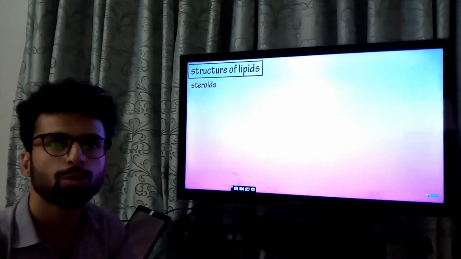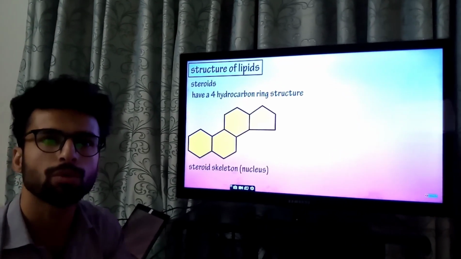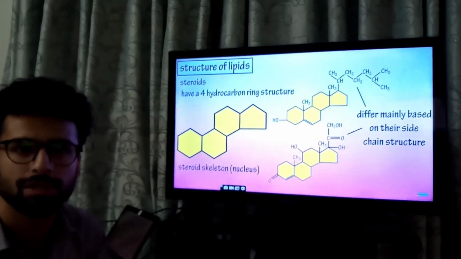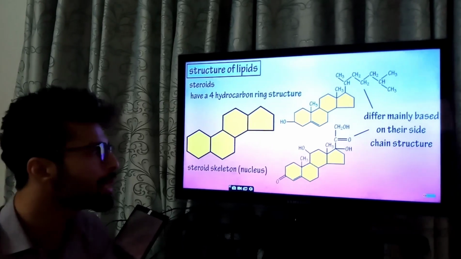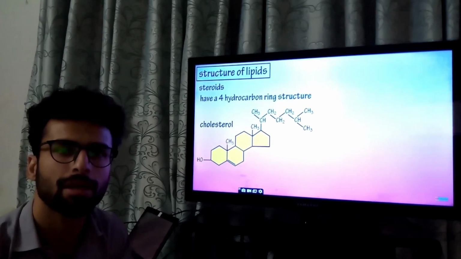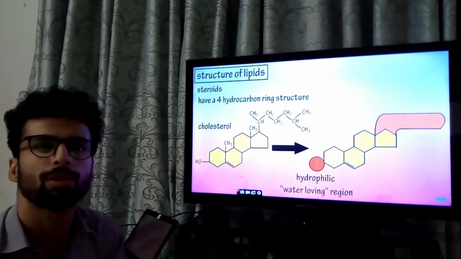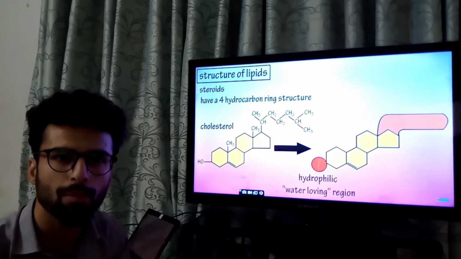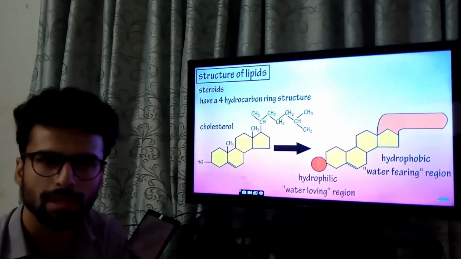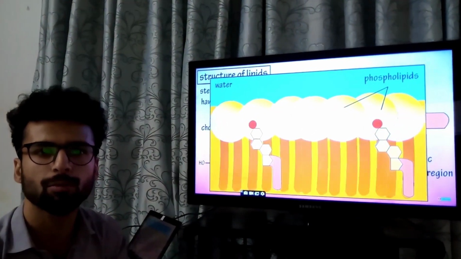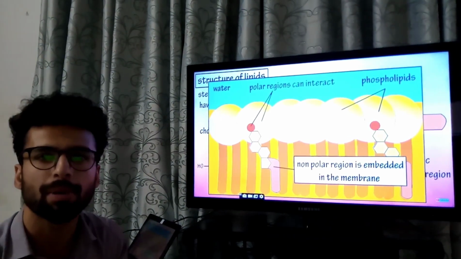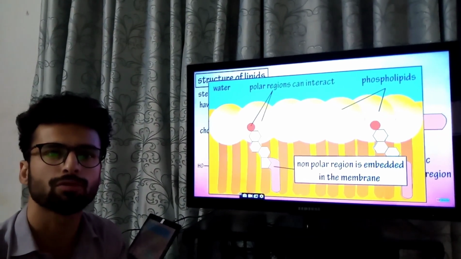Steroids, often referred to as sterols, have a four hydrocarbon ring or steroid nucleus as the foundation of their molecule. Steroids differ based on a side chain extending out from their rings. Cholesterol, whose molecular structure model is shown here, is an important steroid with a hydrophilic water-loving polar region at the hydroxyl end of the molecule and a hydrophobic water-fearing non-polar region as its hydrocarbon chain. Cholesterol is a key part of the cell membrane as its polar region can interact with the polar region of the phospholipids and its non-polar region is embedded in the membrane alongside the non-polar fatty acids of the phospholipids.